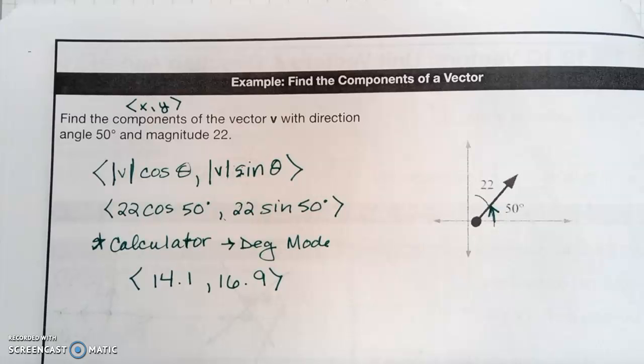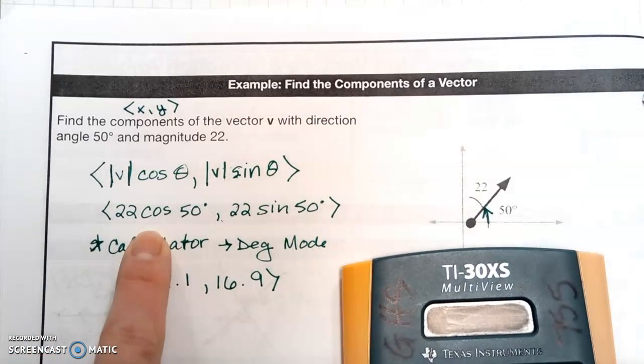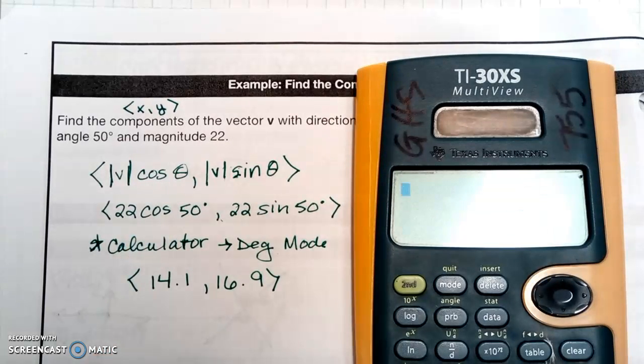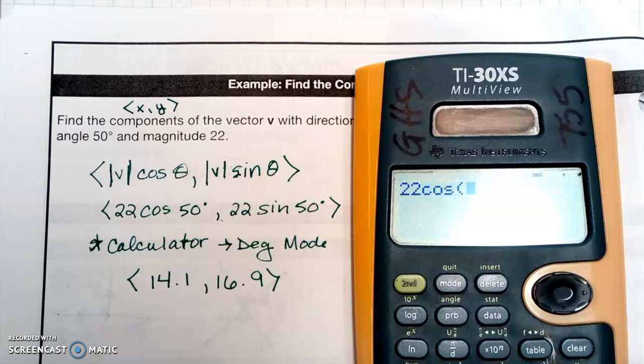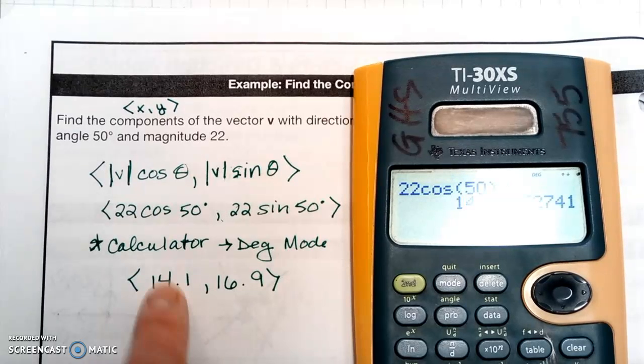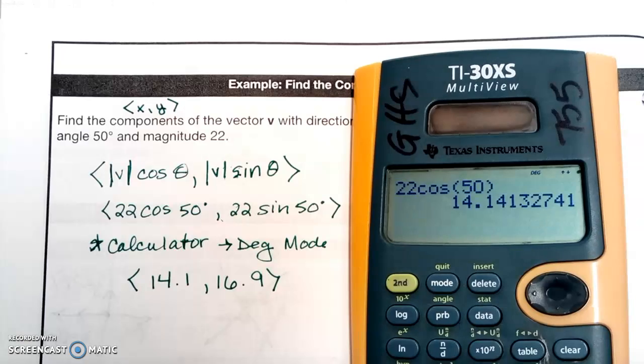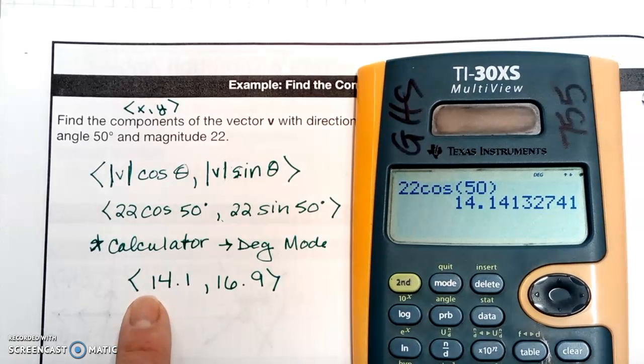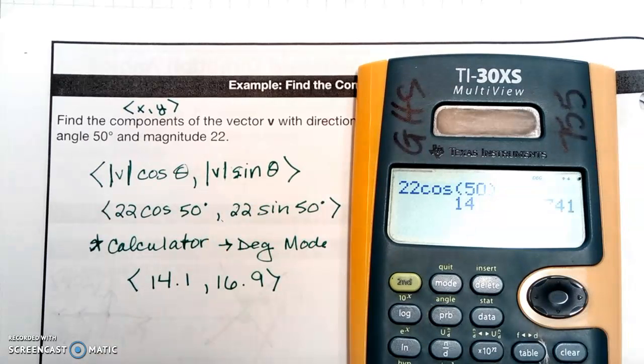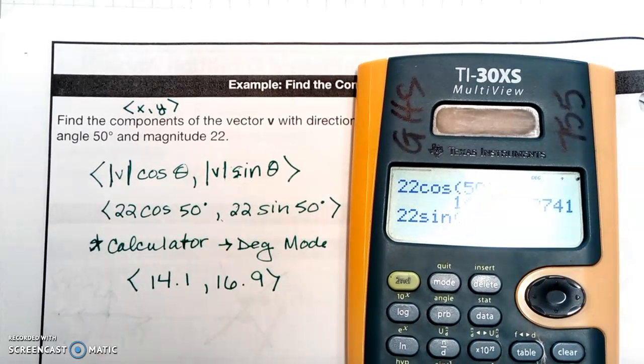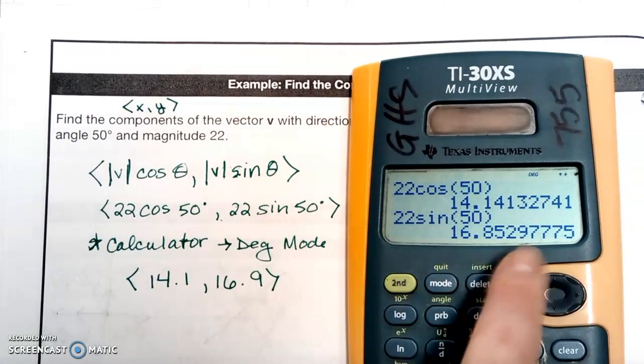Then you type it into your calculator. Make sure your calculator is in degree mode. If it's in another mode, you're going to get the wrong answer. Okay? And if you need help figuring that out on your calculator, let me know. But let me show you how to type it in. It's pretty easy. So for the 22 cosine of 50, let's turn the calculator on. 22 cosine of 50 degrees. Hit enter. We're going to round it to 14.1. And then we need the 22 sine of 50. And that one I rounded up to 16.9.